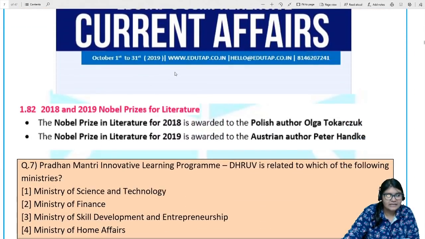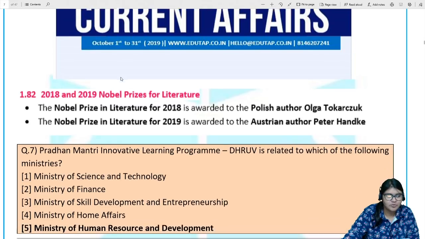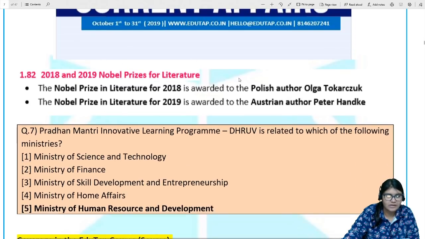Here you can see in the October magazine that we had provided this particular coverage. For 2018 we have written the Polish author Olga, and for 2019 it is given as Austrian author Peter Handke. So the country of origin is very clearly written in the magazine.